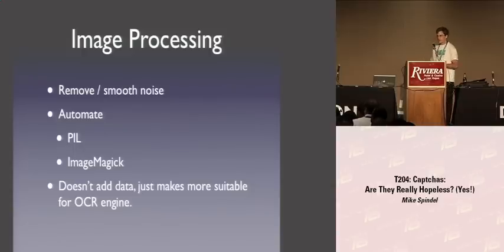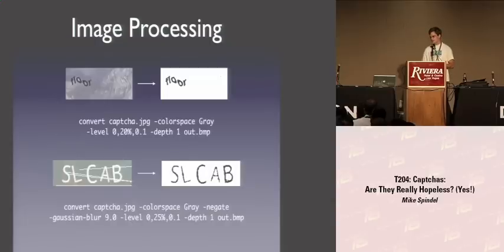So essentially what we're going to do in the pre-processing stage is make the image from the CAPTCHA as close as possible to typical text that OCR engines like to analyze. So a lot of that's going to involve removing noise, smoothing noise, despeckling, removing a bad background, stuff like that. We can automate this as much as possible, usually just with a couple of filter stages. It's important to note that this actually isn't adding any data. It's not giving us any more information about the CAPTCHA. It's just making it more suitable for the OCR.